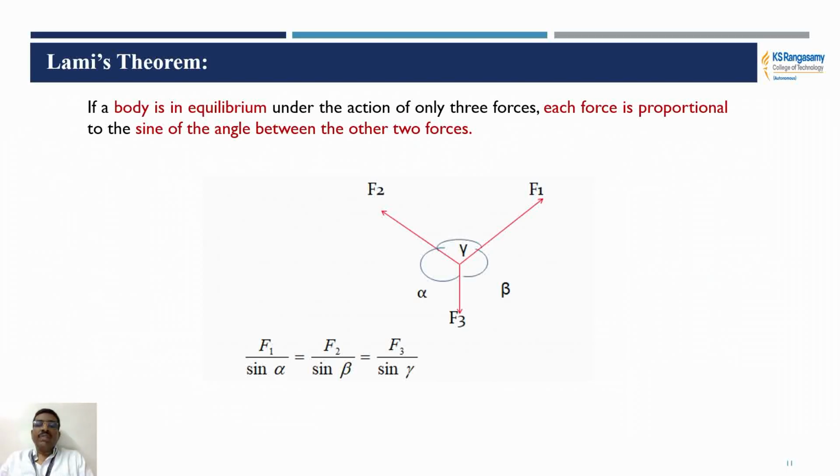In the above figure, we can see that the force F1 is proportional to the sine of the angle alpha. Similarly, the force F2 is proportional to the sine of the angle beta, and F3 is proportional to the sine of the angle gamma. So the equation can be written as F1 divided by sine alpha is equal to F2 divided by sine beta and is equal to F3 divided by sine gamma.